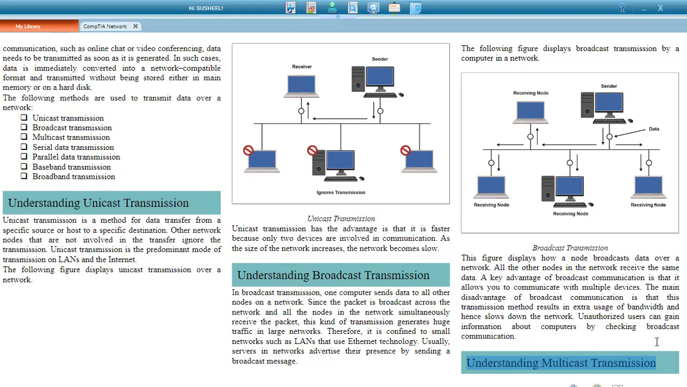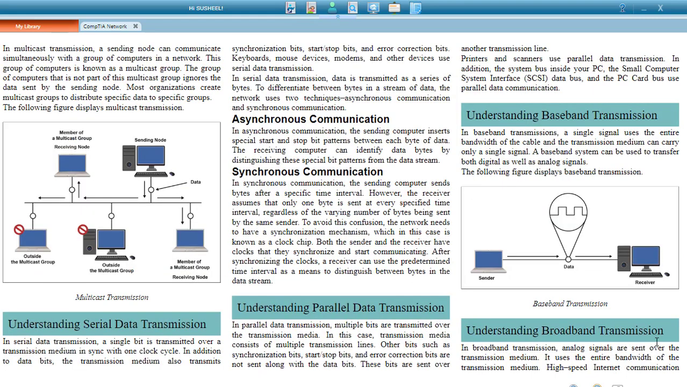Understanding multicast transmission. In multicast transmission, a sending node can communicate simultaneously with a group of computers in a network. This group of computers is known as a multicast group. The group of computers that is not part of this multicast group ignores the data sent by the sending node. Most organizations create multicast groups to distribute specific data to specific groups. The following figure displays multicast transmission.